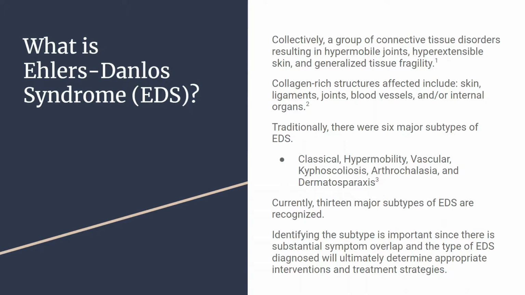Traditionally, there were 6 major subtypes of EDS, and you can see them listed there. Currently, with the new literature coming out, there are 13 major subtypes recognized, and identifying the subtype is important since there's a substantial symptom overlap, and the type of EDS diagnosed determines subsequent treatment.